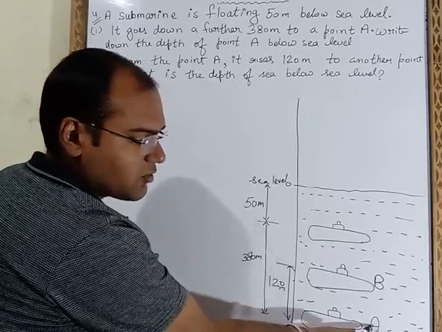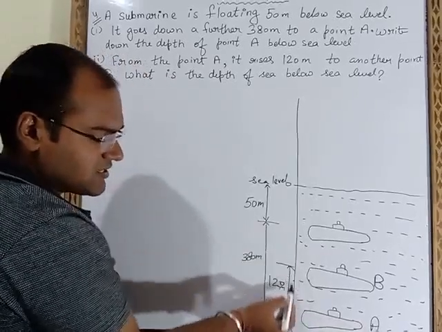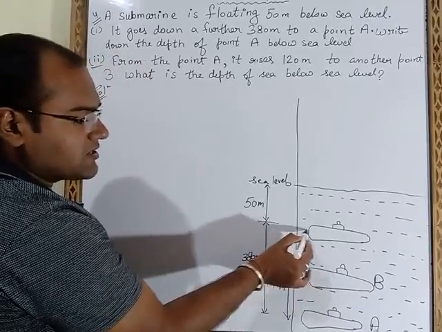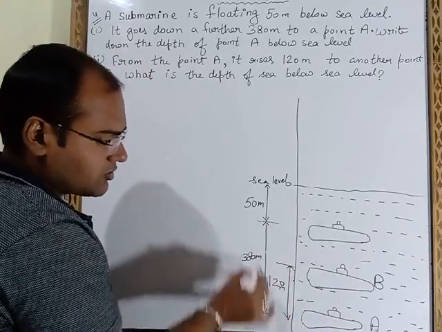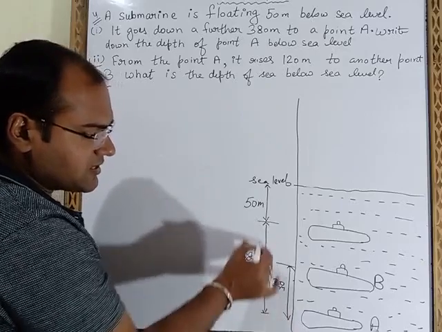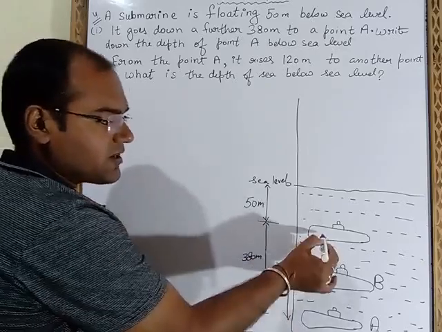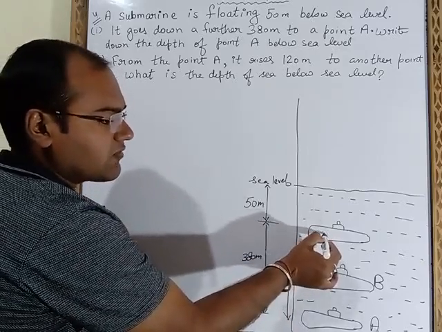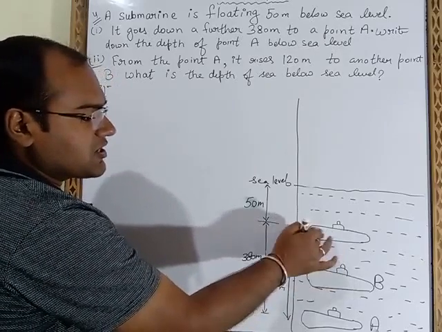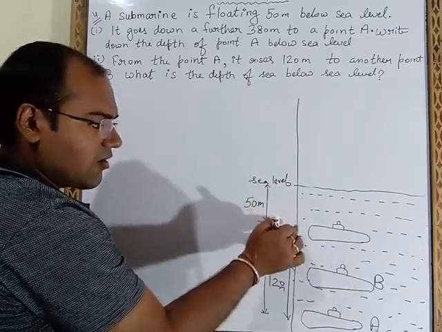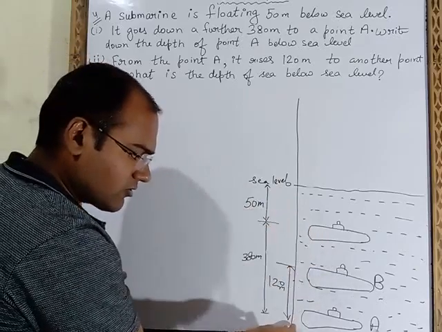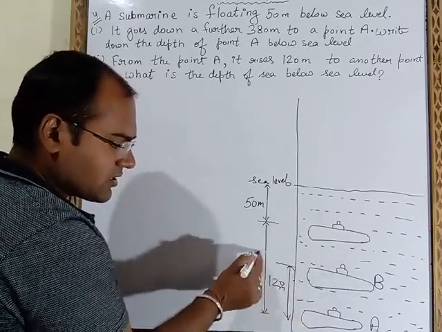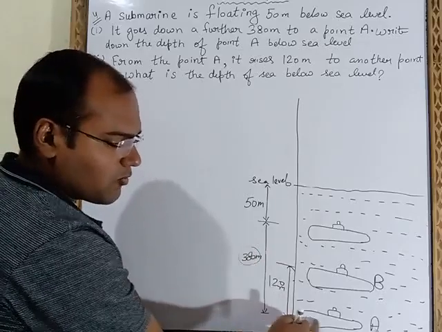Here I have mentioned this is point A. How much distance is this? 380 meters. From this distance, this submarine came down 380 meters below. So here I have mentioned this distance is 380 meters. Earlier the submarine was here. So the depth of this position is 50 meters. Now from this place, this submarine comes down. How much distance does it come down? 380 meters. It comes down to point A.